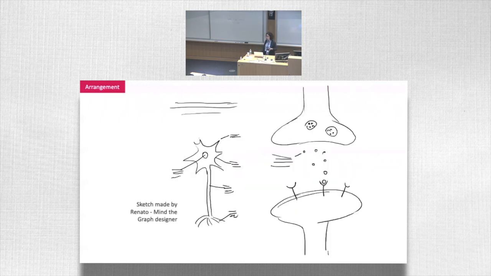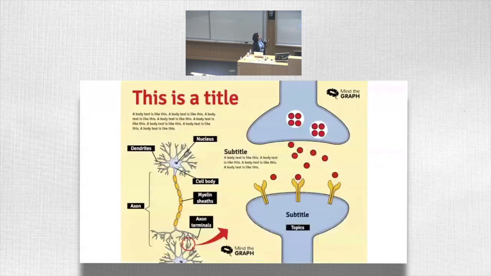This is a real sketch that our designer, Renato, made before creating a graphical abstract. He has a notebook. He's always drawing, saying, oh, I want to put the neuron here. I want to put the cell on the other side. So he does a lot of this, and then he does it in Mindograph. It helps a lot and saves a lot of time.